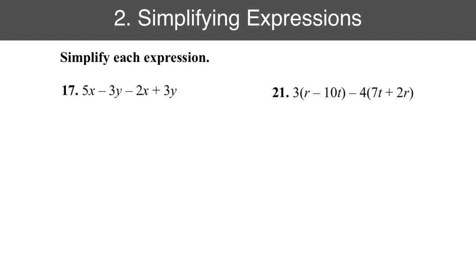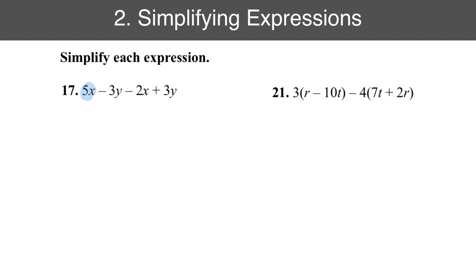So let's start off with a simpler one. Let's look at 17 first. So we have 5x minus 3y minus 2x plus 3y. And so, like I said a minute ago, there's two things you want to do. You want to distribute first, which we don't have any distributing because there's no parentheses. And the second thing is to combine like terms. So since we don't have distributive property, let's go to combine like terms.